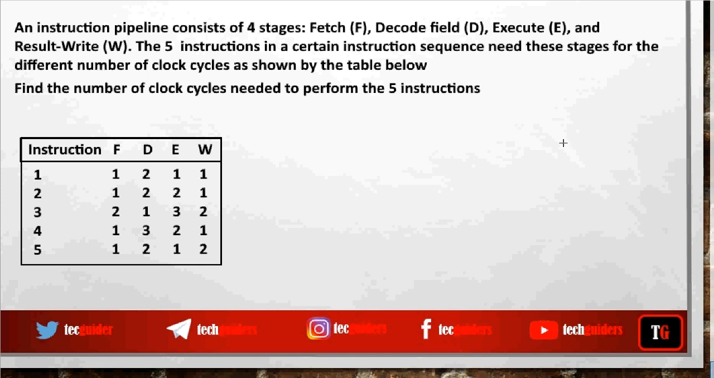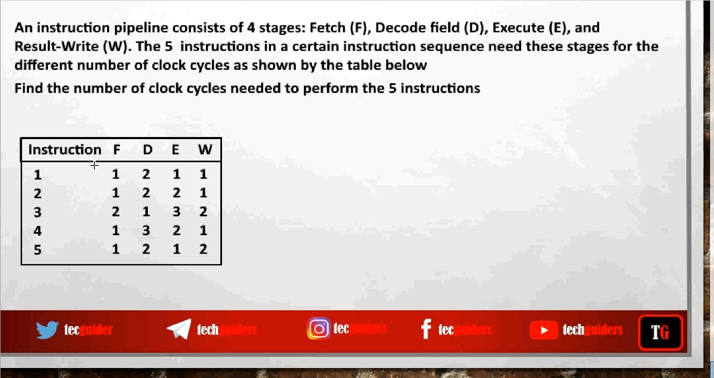An instruction pipeline consists of 4 stages: fetch, decode, execute, and result write. The 5 instructions in a certain instruction sequence need these stages for different numbers of clock cycles, as shown by the table below. Find the number of clock cycles needed to perform the 5 instructions.